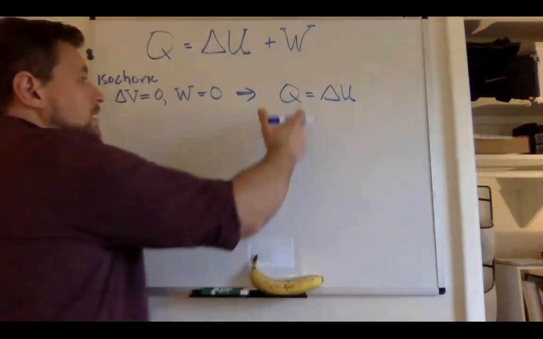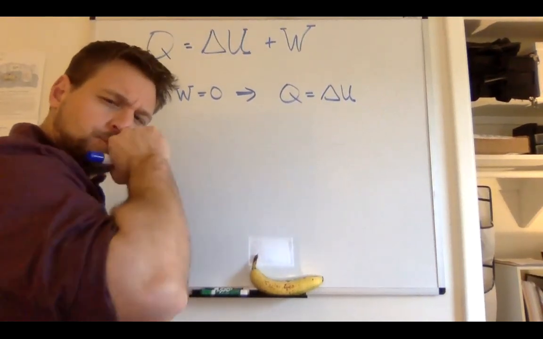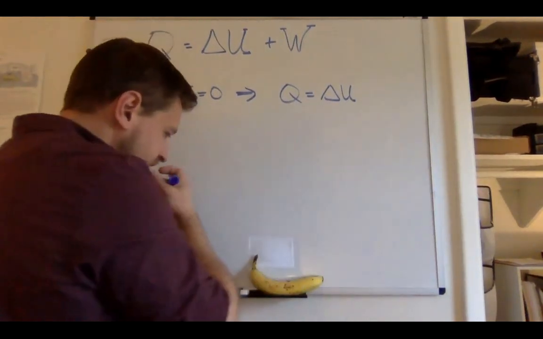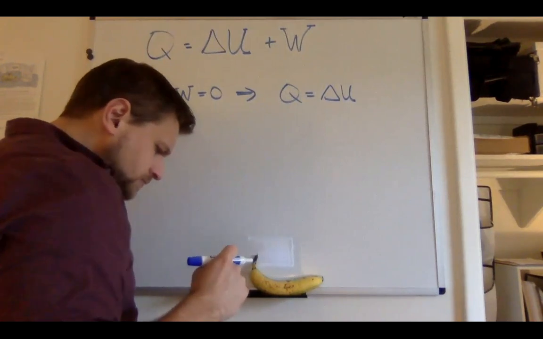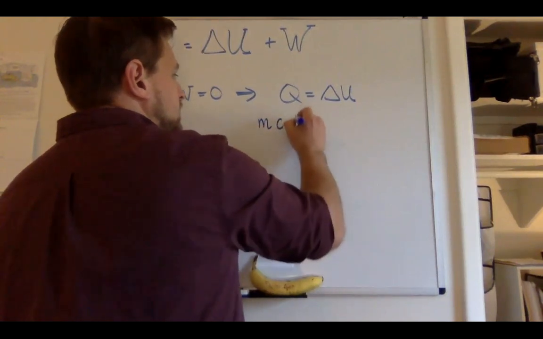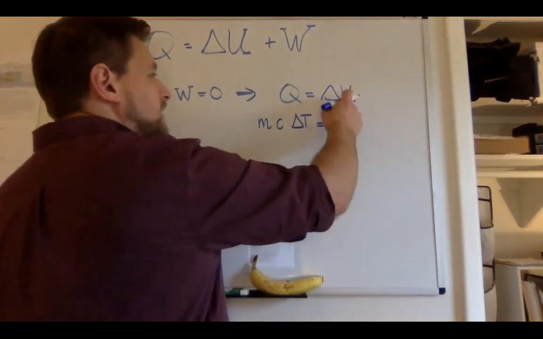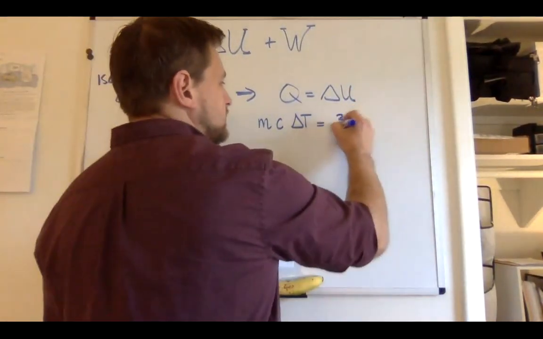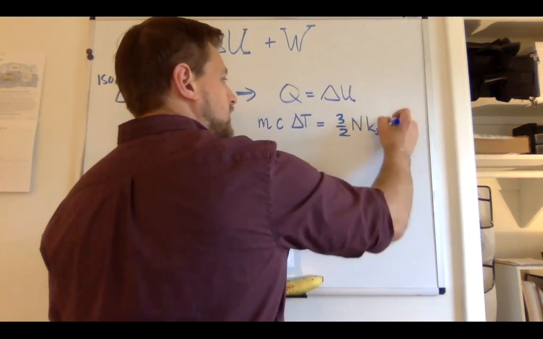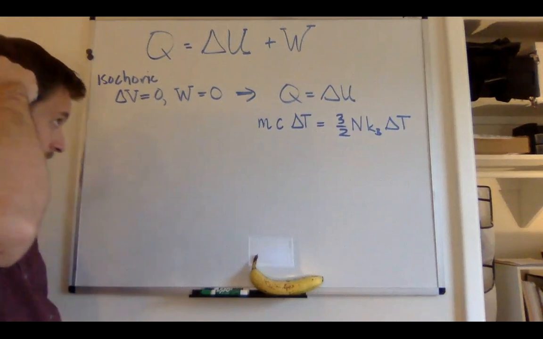Now, Q, back from chapter 17, we said was M times the specific heat times the temperature change. In chapter 18, though, the internal energy of an ideal gas, we said, was 3/2 capital N k Boltzmann change in temperature.